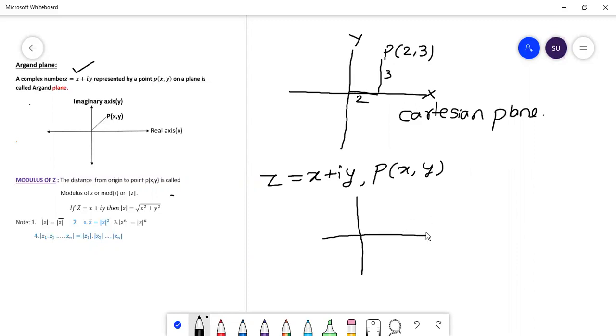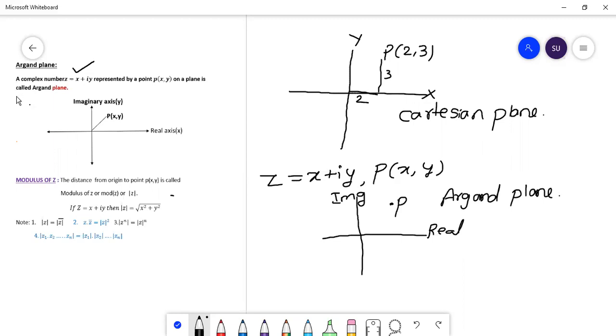Here also we will have some reference lines. As we have the x-axis in the Cartesian plane, here there is a real axis and an imaginary axis, and P is a point. Except for the terms real and imaginary, all the rest is the same as the Cartesian plane, and this is called the Argand plane. Now how will we define an Argand plane?